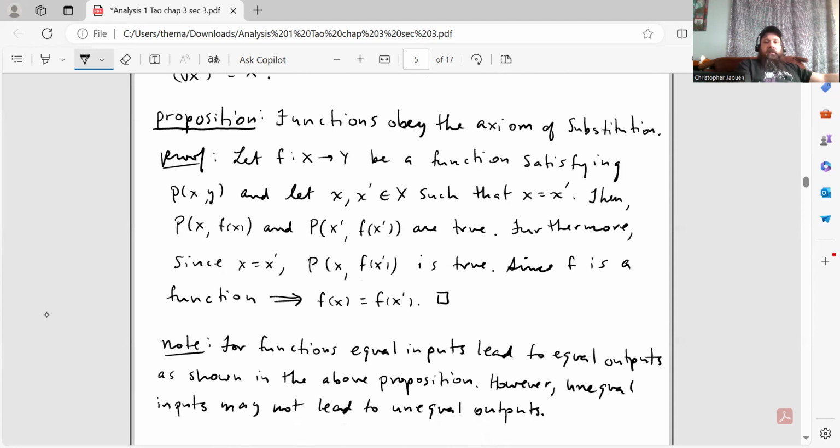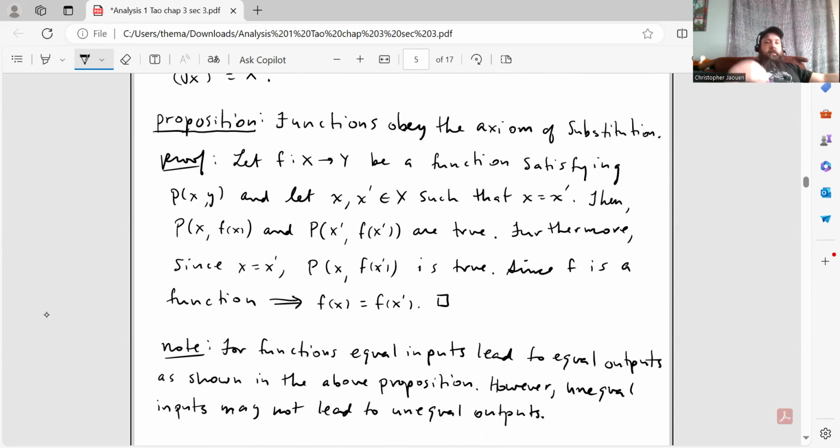All right, so you can define functions explicitly by stating the rule for getting y from x, or you can state the proposition that has to be satisfied between x and y, under the condition that it be a function, right? It has to pass the vertical line test.